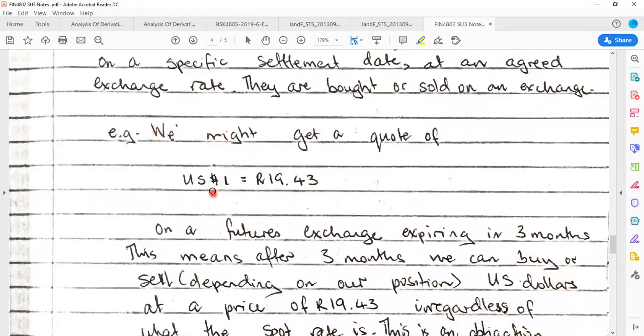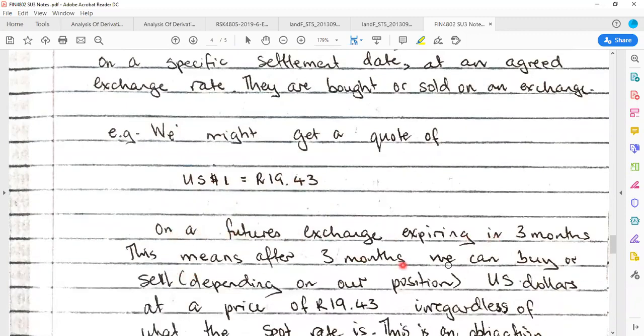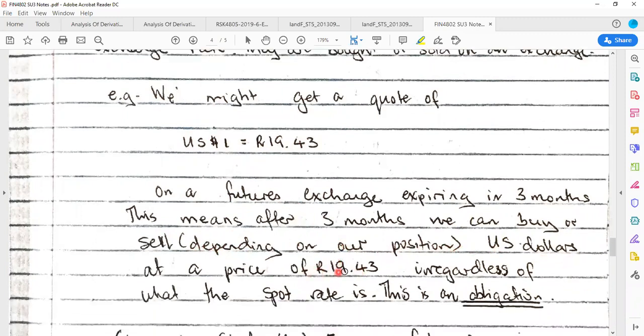So here's another example. You might get a quote on a currency future which says maybe 3 months from now, we will buy or sell $1 US to you at 19.43. So this means that after 3 months, you can buy or sell, depending on the position that you want to take, US dollars at a price of 19.43, irrespective of what the spot rate is, irrespective of what anyone else might be paying in the market.